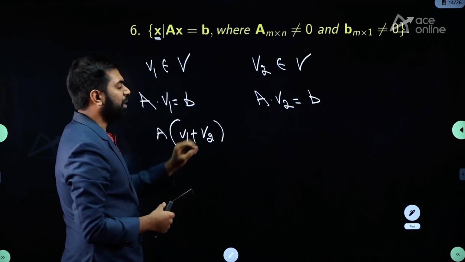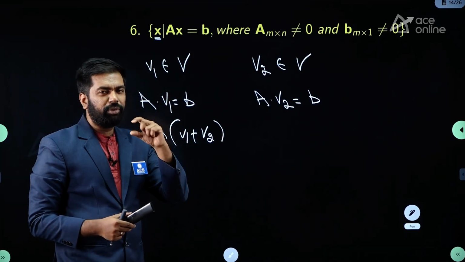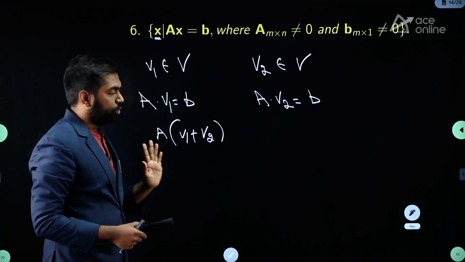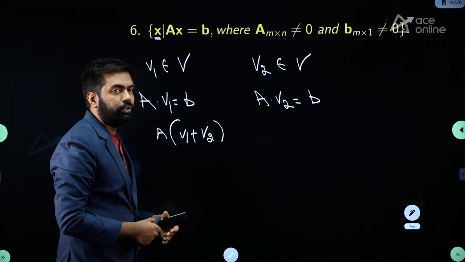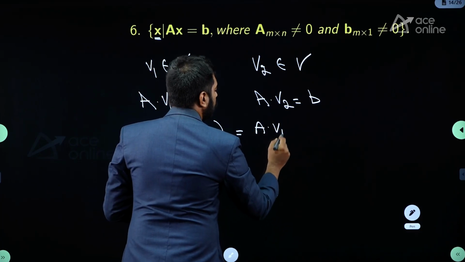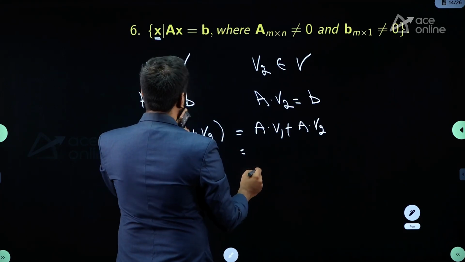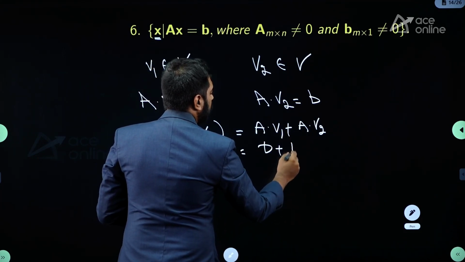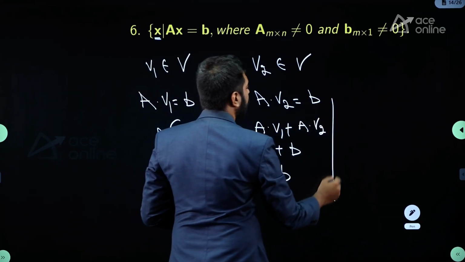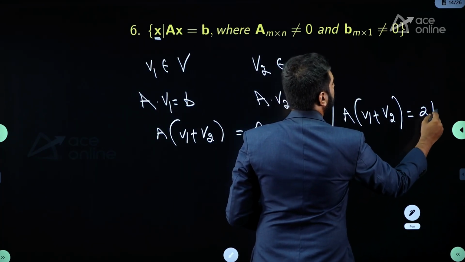When you take A into V1 plus V2, I should again get B, because any vector that is part of the solution, when you multiply it with A, should give you what? B. So I have added and got a new vector V1 plus V2. Let's see how much this is going to be. Now, I can multiply them. It will be A into V1 plus A into V2. So, what is A into V1? A into V1 is B. What is A into V2? It is also B. How much is B plus B? It is 2B.